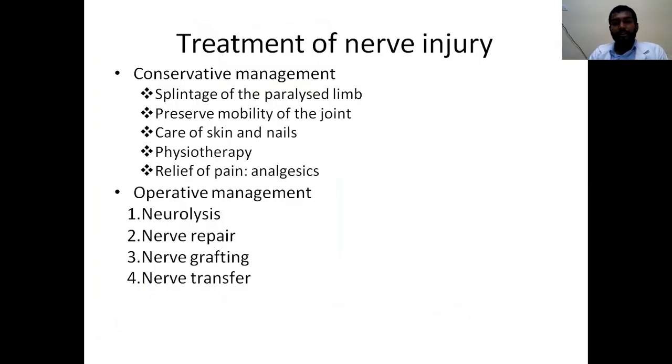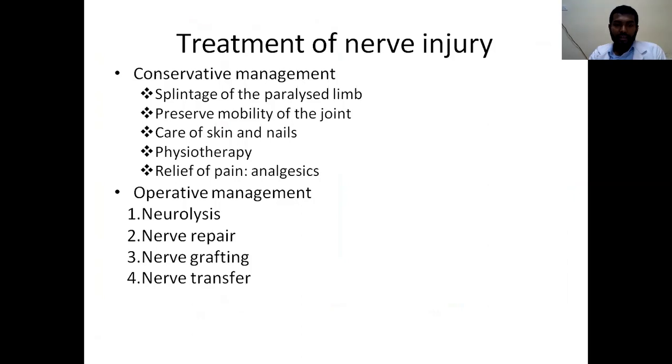What are the treatments for nerve injuries? There is conservative management and operative management. Under conservative management, the paralyzed limb will be splinted, allowing for rest and regeneration of the damaged nerve. Mobility of the joint is to be preserved. The skin and nails, as I have told you, will go for brittleness and dryness. Care has to be taken to prevent that. Active physiotherapy is to be done to prevent muscle wasting, and relief of pain is by your analgesics.